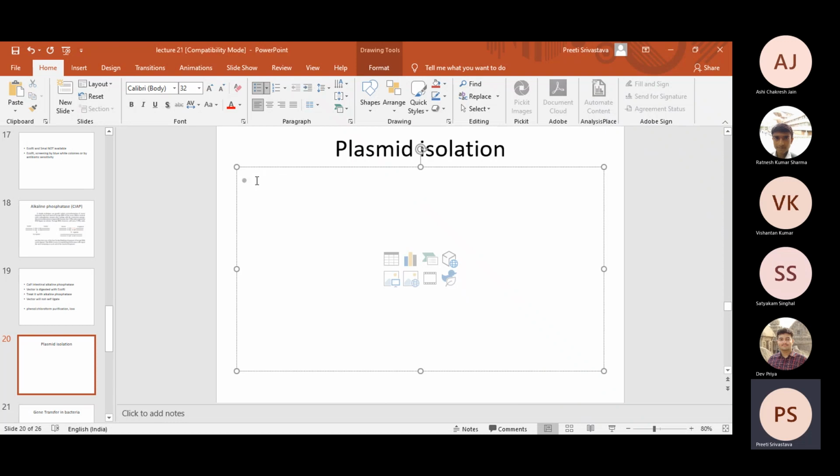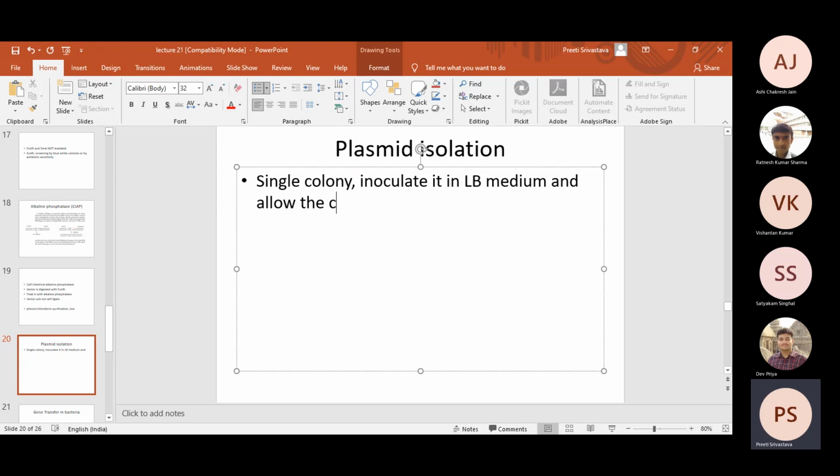So for plasmid isolation, the protocol is that you start with a single colony, and then you inoculate it in LB medium. It is good to start with a single colony and not a loopful of colonies, because when you start with a single colony, you are absolutely sure that the purity is maintained. So you inoculate it in LB medium and allow the cells to grow for 16 hours, right?